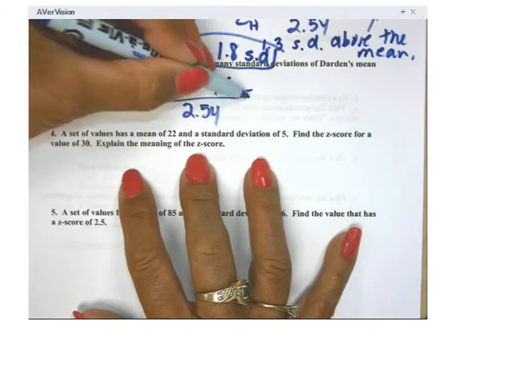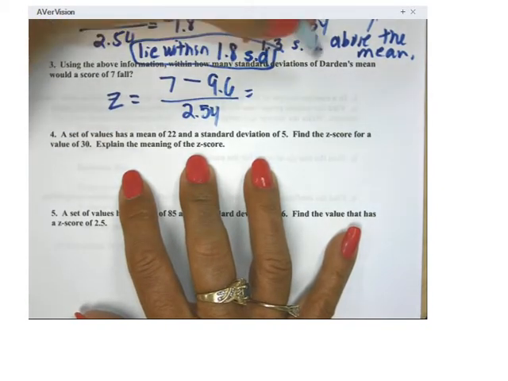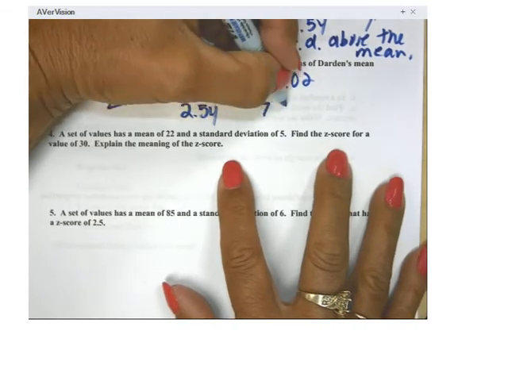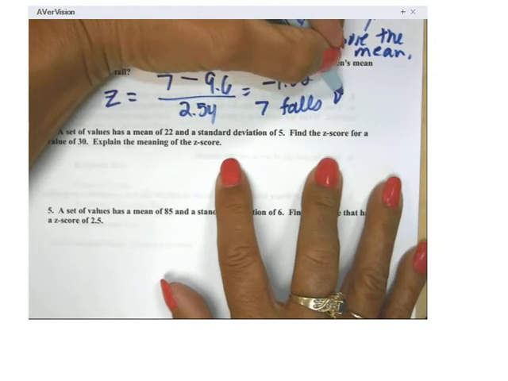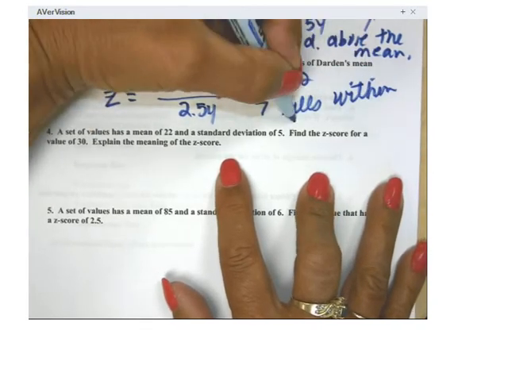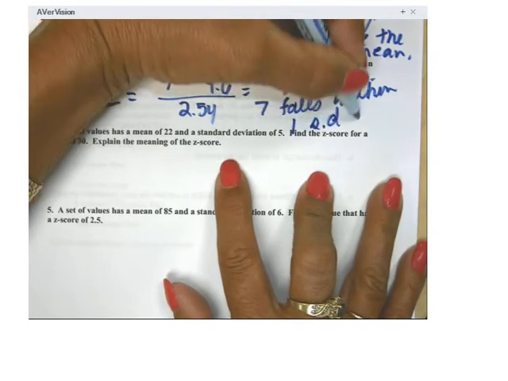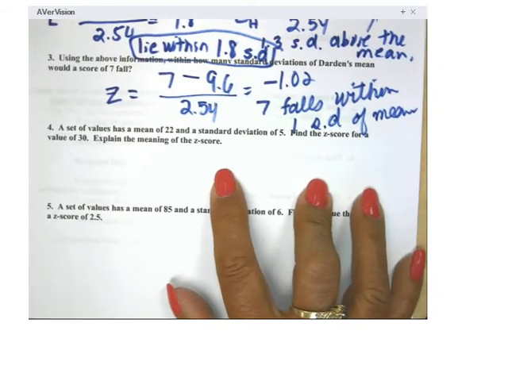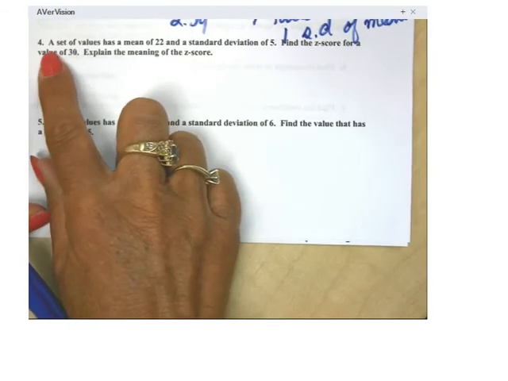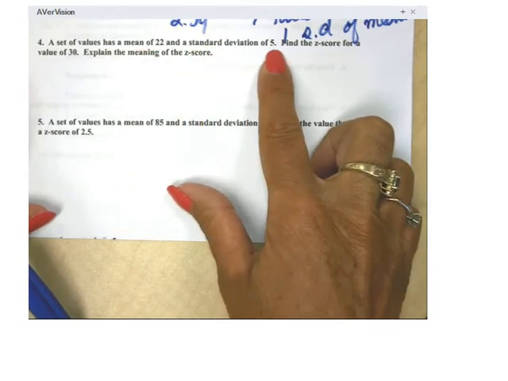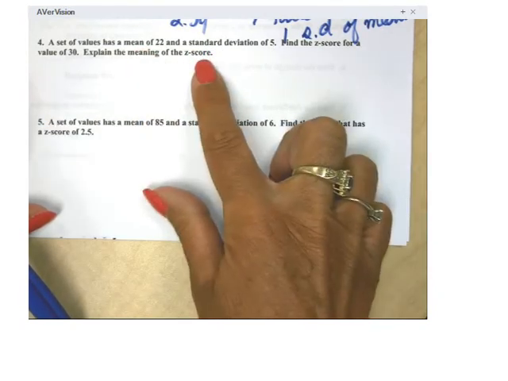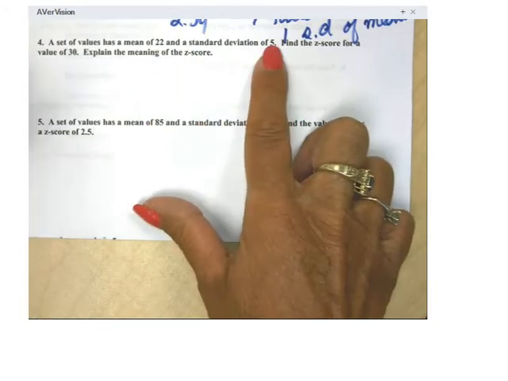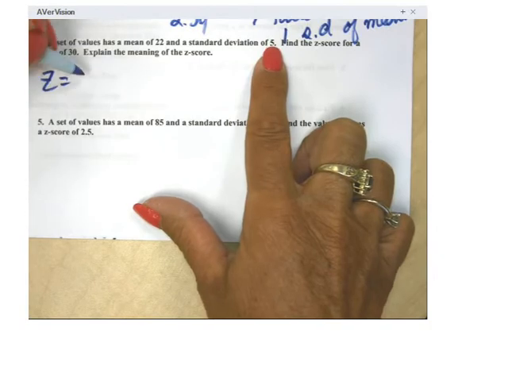Now, it says, using the data above, within how many standard deviations would a score of 7 fall? If we want to find that, we want the z-score. We take the 7, we subtract the mean away from it, and we divide by the standard deviation. We find out with that calculation that we get negative 1.02. So basically, 7 falls within 1 standard deviation of the mean.